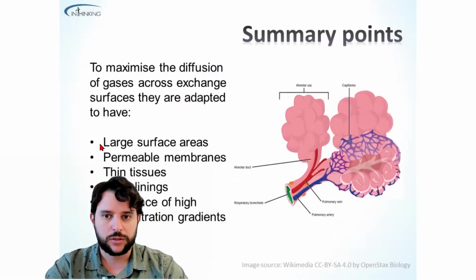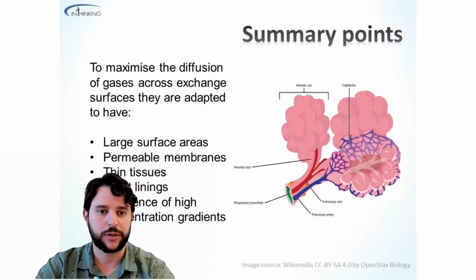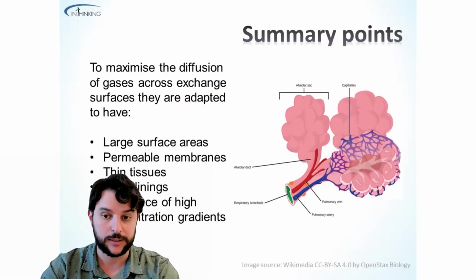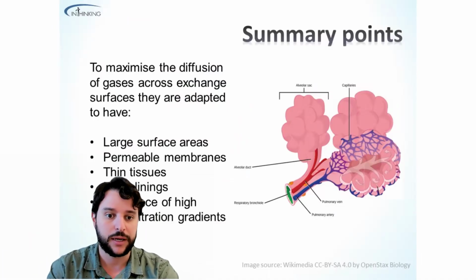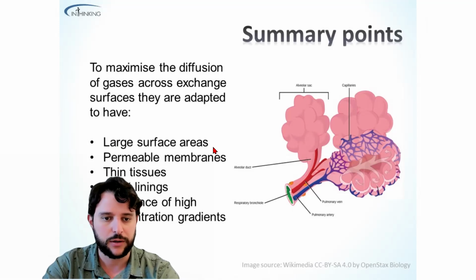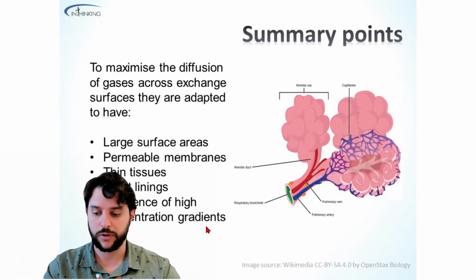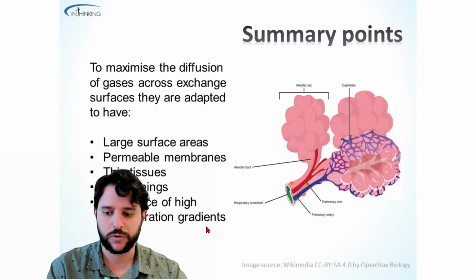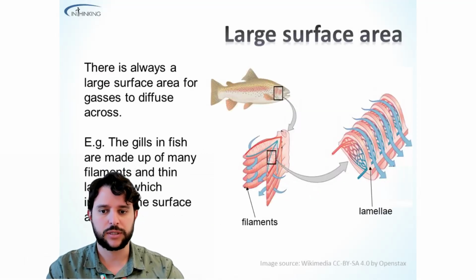So first, let's check some summary points, the structures that are needed for proper gas exchange. We're going to cover all of these: large surface areas, permeable membranes, thin tissues, moist linings, and maintenance of concentration gradients. I'm going to explain each one of them.